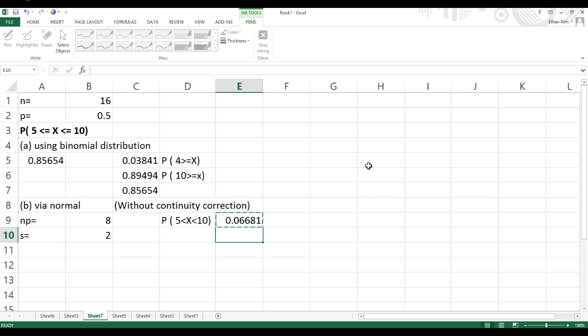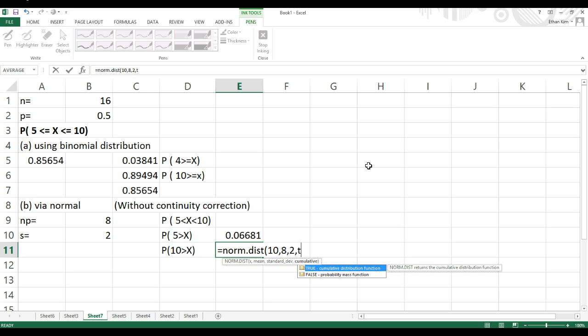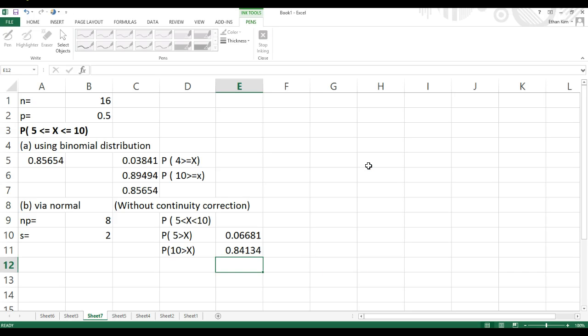Okay, if you do that, let me just bring this down here. So this is the probability of x less than or equal to, or less than 5. Oops, that's greater than, sorry. Okay, and we're going to do the same with 10. And if you subtract these values, you're going to get this. Alright, so we're going to do the same. Norm.dist. The number here is 10. Mean 8. Standard deviation 2. Cumulative true. Okay, this is the value we get.